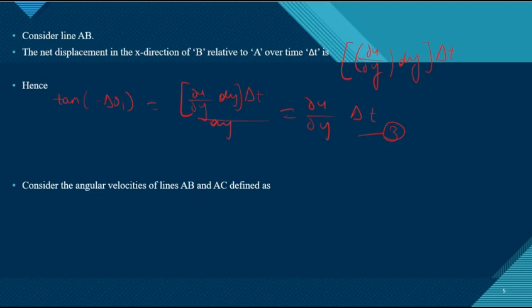Now again, delta theta 1 is small. If delta theta 1 is small, what happens to tan of minus delta theta 1? It becomes delta theta 1 equal to minus ∂u/∂y into delta t. Let us keep this as our equation 4. Now what we are going to do is consider the angular velocities of lines AB and AC, and these angular velocities are nothing but d theta 1 by dt and d theta 2 by dt.